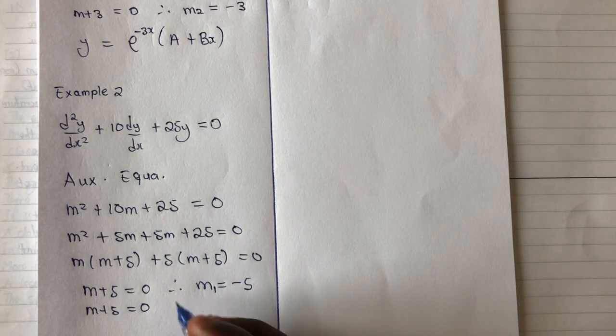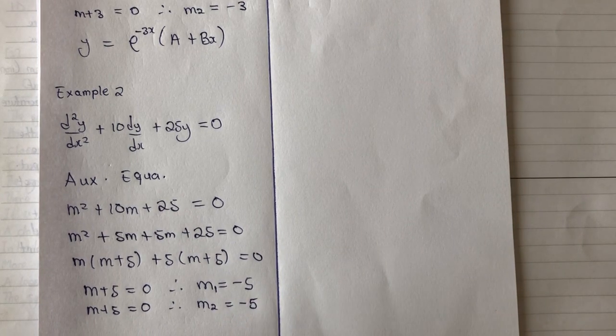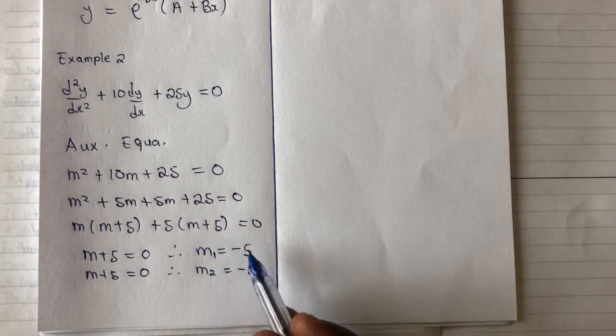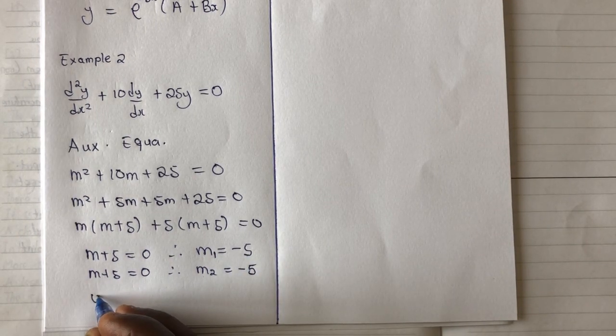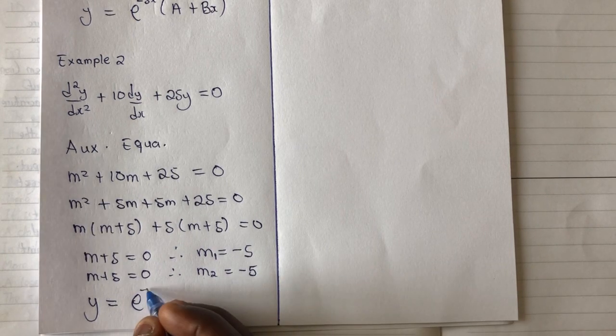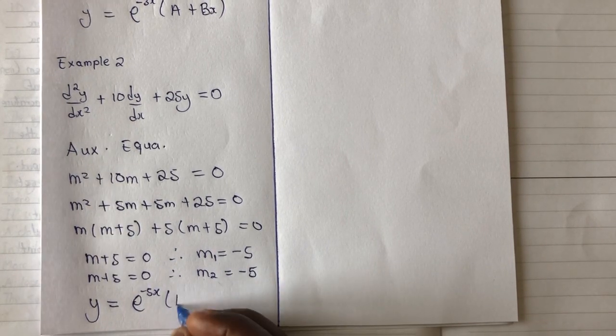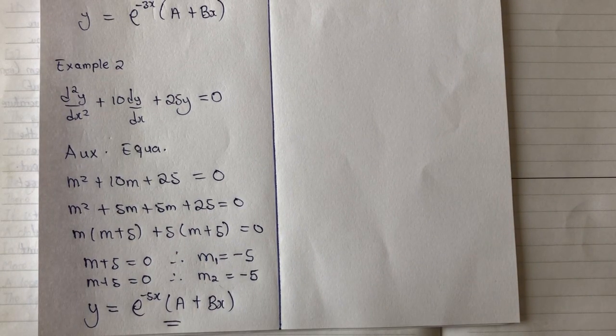and then m plus 5 equals 0, that is m2 equals minus what? 5. So this and this are the same; they are real and the same. So we have the general solution for the complementary function: y equals e raised to the power minus 5x into (A plus Bx). And this is your solution for the complementary function. So let's talk about the next solution type.